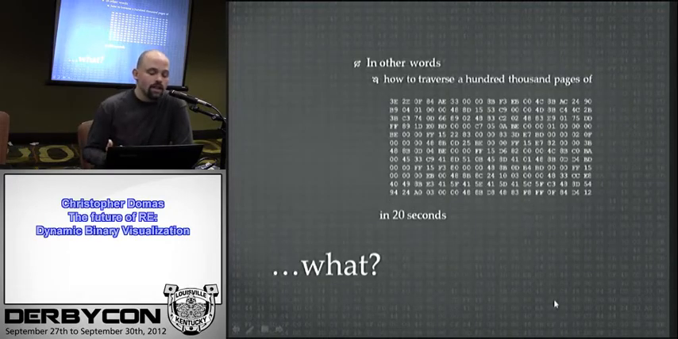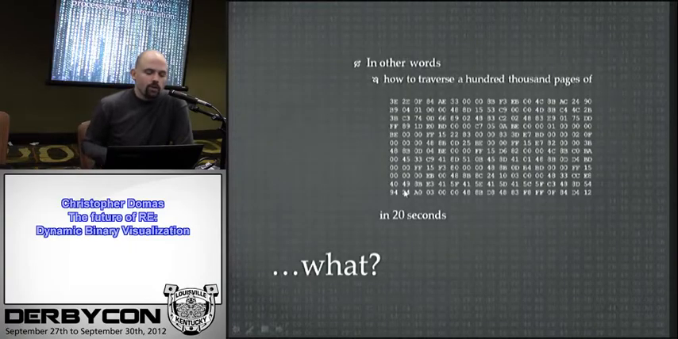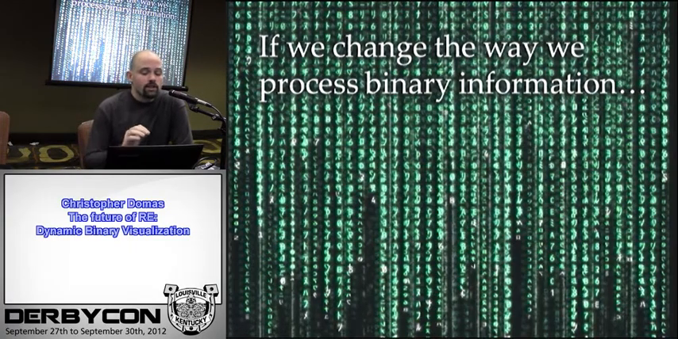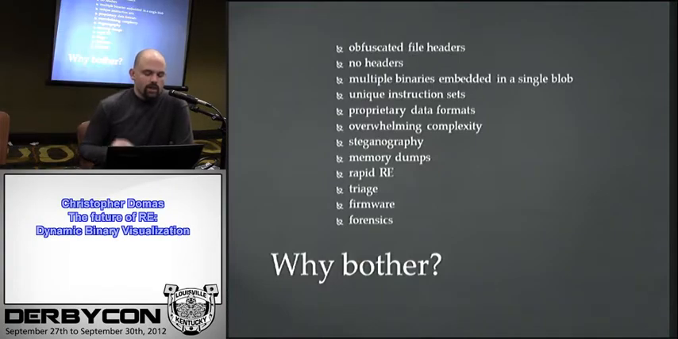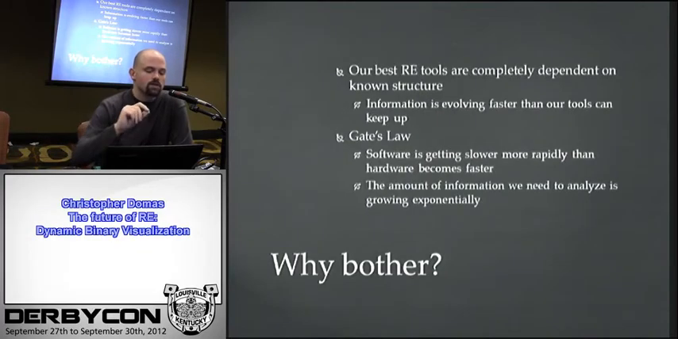And we're going to understand exactly what was in there, just as if we had been looking at the hexadecimal itself. The fundamental idea here is that if we fundamentally change the way we process binary information, we can find unexpected ways of making sense of it. So that's really what I'm trying to accomplish. And if you've never spent 30 hours looking at a hex dump, wondering what the heck is this stuff, you might be wondering, why bother? Aren't our current analysis tools powerful enough that they already do what we need? And the answer is they're absolutely not. And there are a lot of reasons for that, but I want to focus on two big ones.